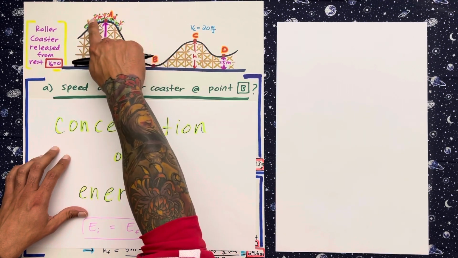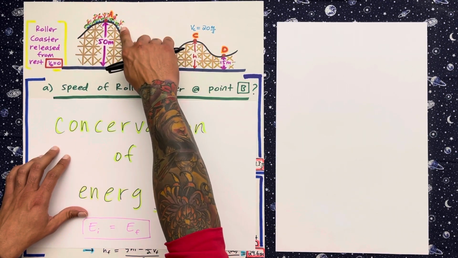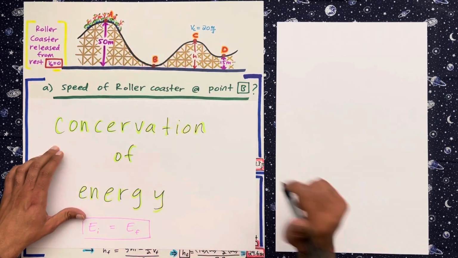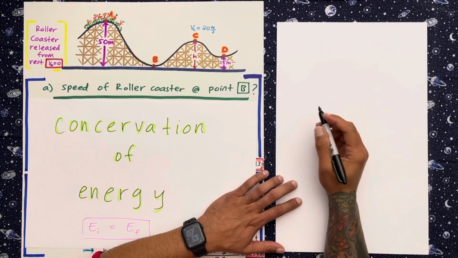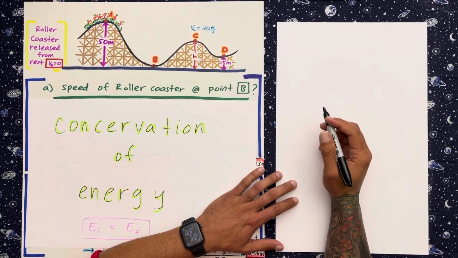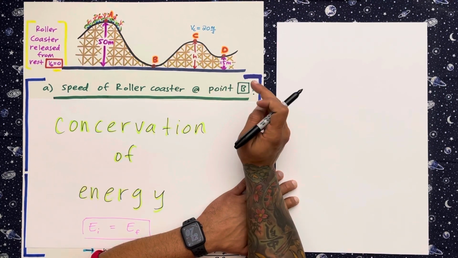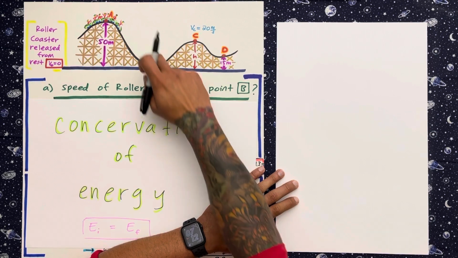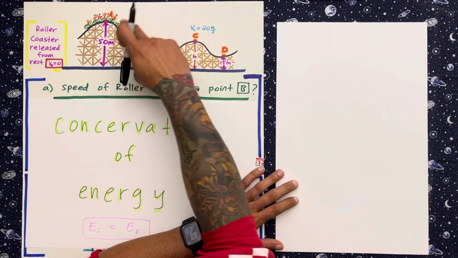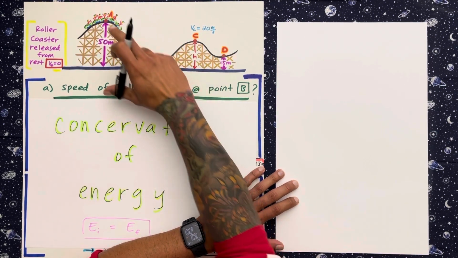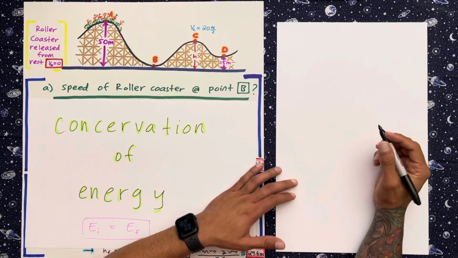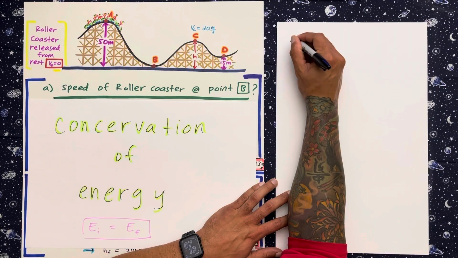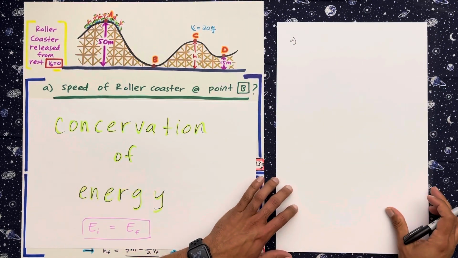Right here in the roller coaster, this is my favorite seat, right in the front. All right, let's see a couple things that we need to calculate in order to check for the speed of the roller coaster at point B. Let's see how fast you can go at this point if you started at 50 meters and velocity initial was 0. Okay, so for part A, we're gonna use conservation of energy.